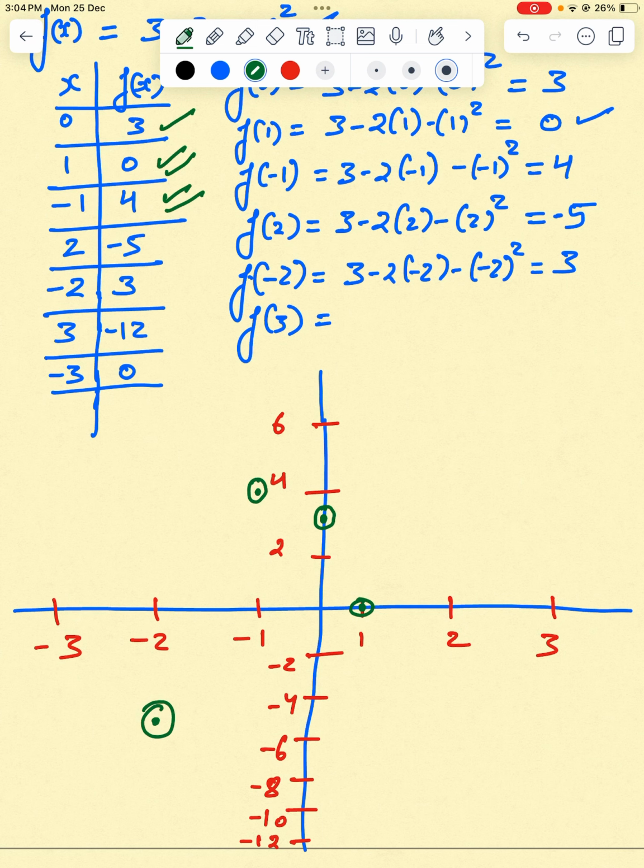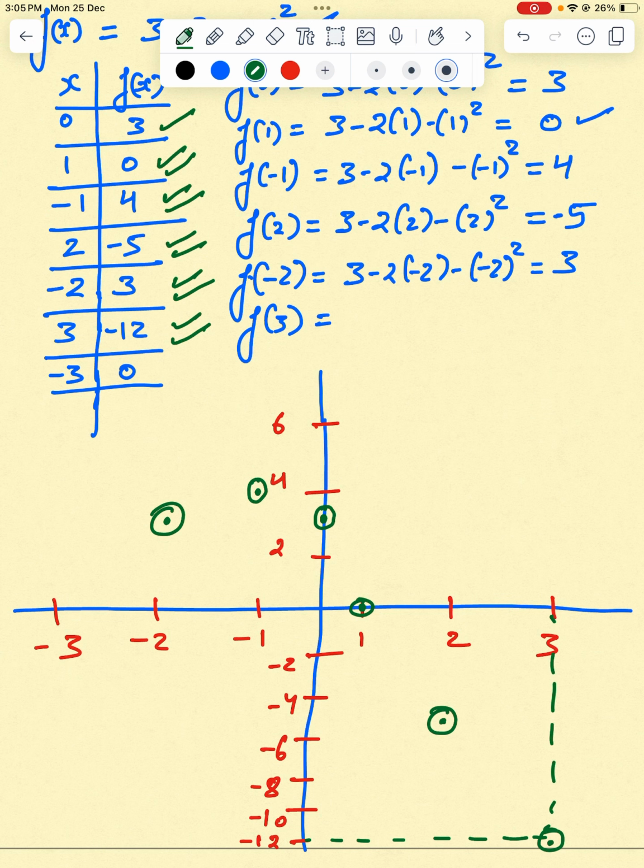Sorry, there is some mistake. See, the third coordinate was x equals minus 1, y equals 4, and x equals 2, y is minus 5. It should be at this location. Okay, at x equals minus 2, y is 3. It is at this place. Now at x equals 3, y is minus 12, to get this location, right? Now at x equals minus 3, y is 0. This is our last coordinate.